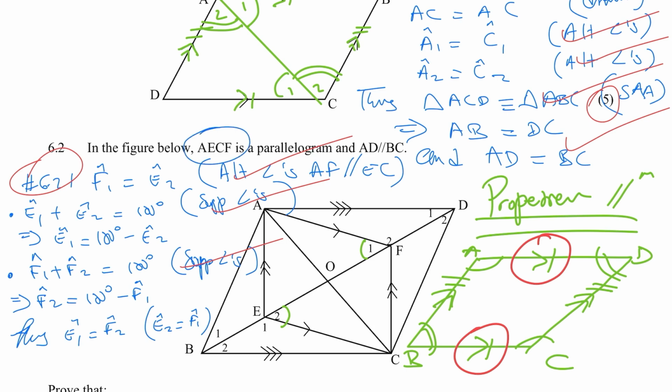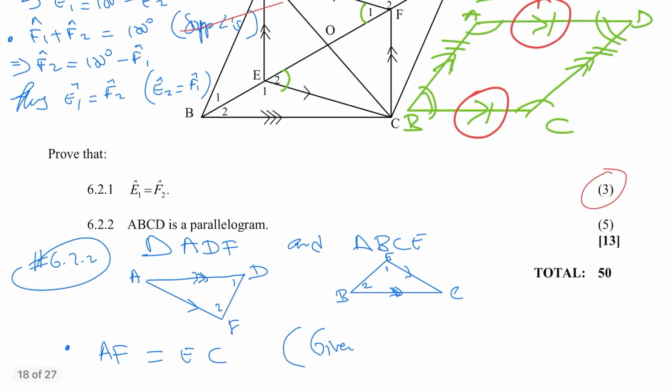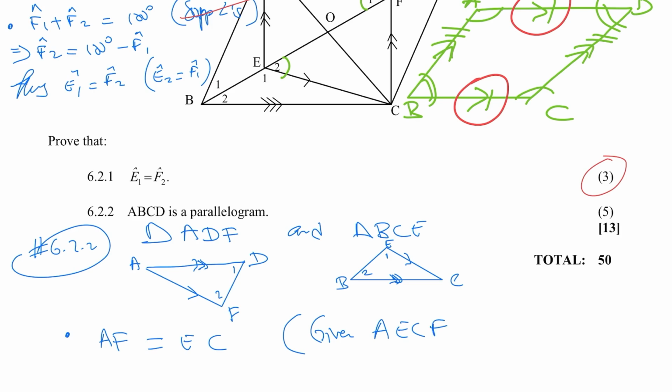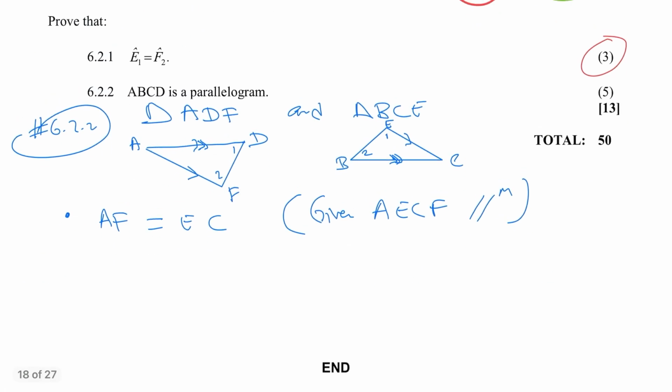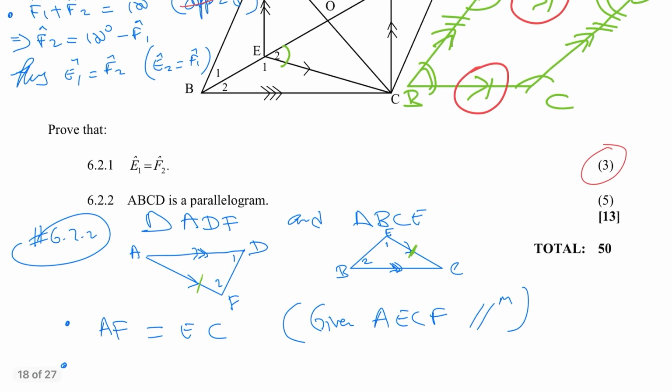This is what we are told: AECF is a parallelogram. Given. AECF is a parallelogram. That's given. So what we've discovered here is this is equal to that. And what else? We need to figure out other things. We are trying to prove that triangle ADF is similar to triangle BCE.